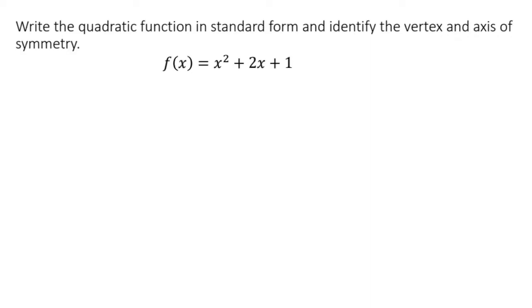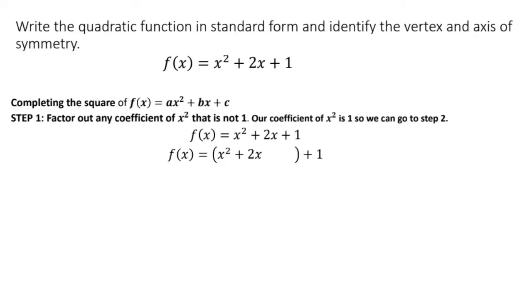So let's go ahead and do this one again the same way. Let's just encapsulate the x squared plus 2x. Now on this one, I don't have to factor out anything because my a is already 1, so I don't have to do any extra work. So let's go ahead and complete the square.